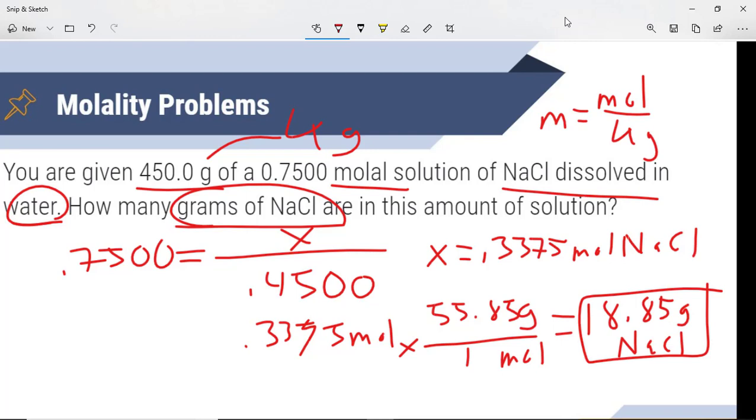Okay. Again, pretty straightforward concepts there, but you'll read it, take it one step at a time, and you should have no problems with this whatsoever.